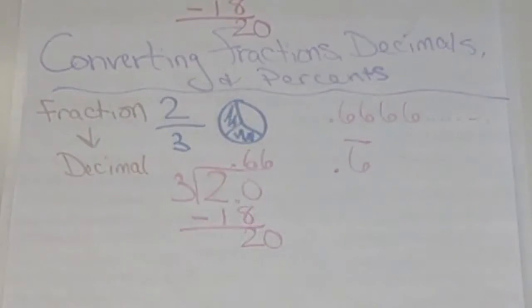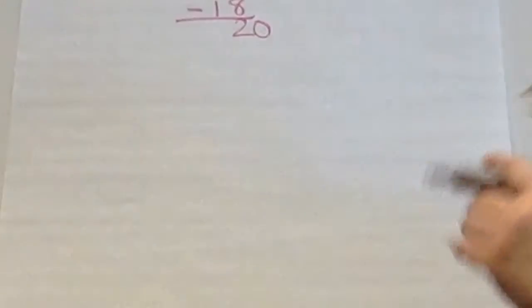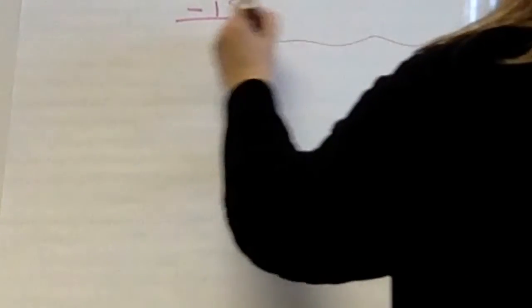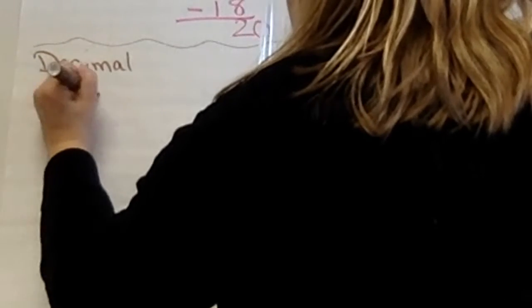No. Okay. Decimal into a fraction. Actually, it would be easier to do a decimal into a fraction first. Let's do that. Decimal to fraction. Okay, so decimal into a fraction. Let me give you an example. I'm trying to stay consistent with these colors. So if I were to give you 0.2.